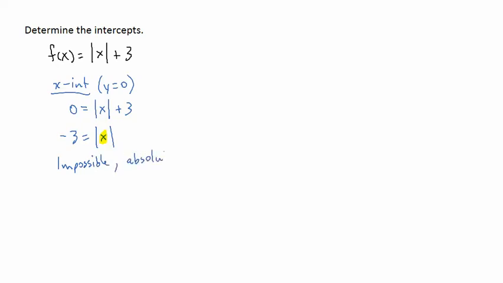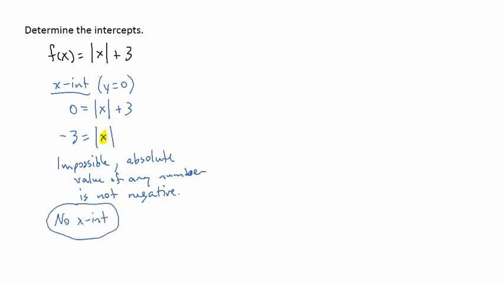Impossible. Absolute value of any number is not negative. So what does that mean? This equation is impossible. That means there is no x-intercept. You can't find any x values that make it true. So this graph doesn't touch the x-axis.